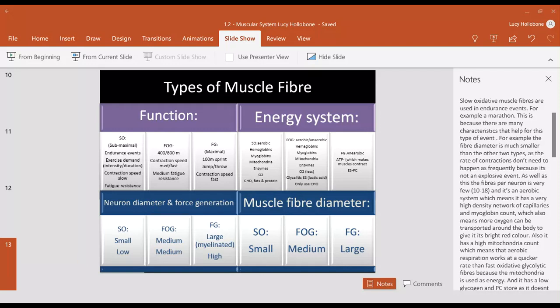Types of muscle fibers: slow oxidative, fast oxidative glycolytic, and fast glycolytic. Slow oxidative muscle fibers are used in endurance events, for example, a marathon. They have many characteristics that help for this type of event.